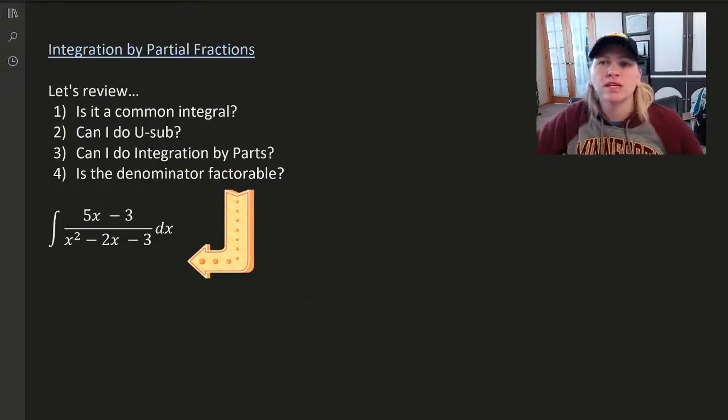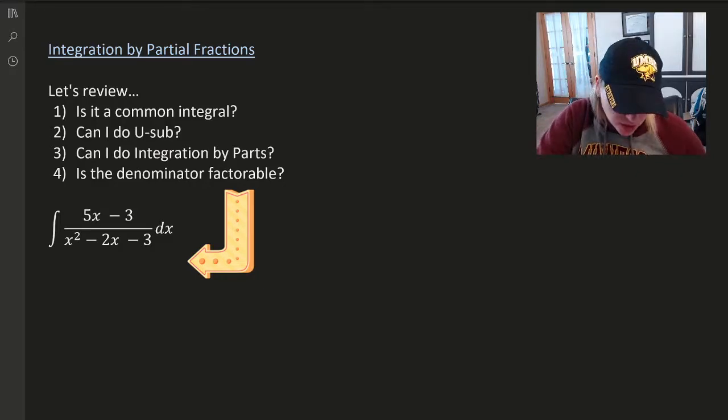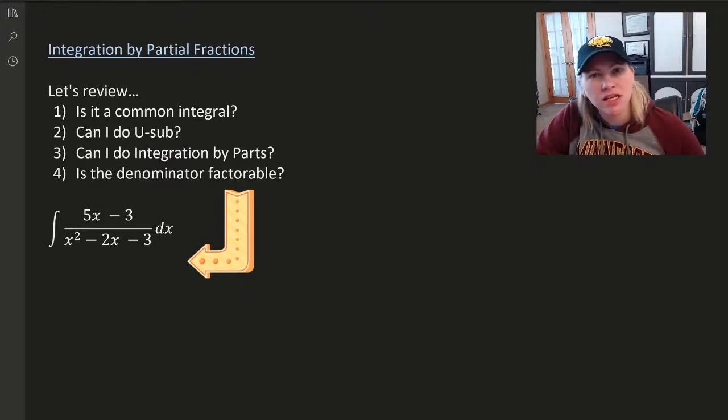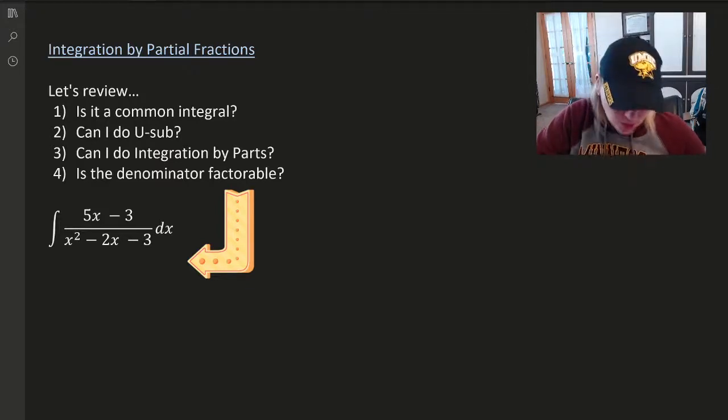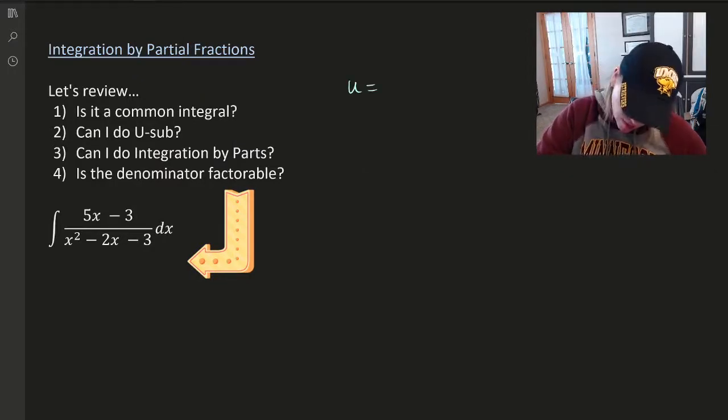Let's start with a problem like this. Now remember, we want to make sure that we always walk through our check. Number 1, is it a common integral? No. Number 2, can I do a u sub? Now remember, just because it looks like this doesn't always mean that it's going to be a partial fraction decomposition. So to test for u sub, I would say let u be the denominator.